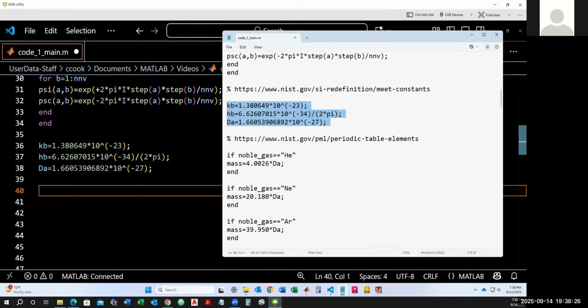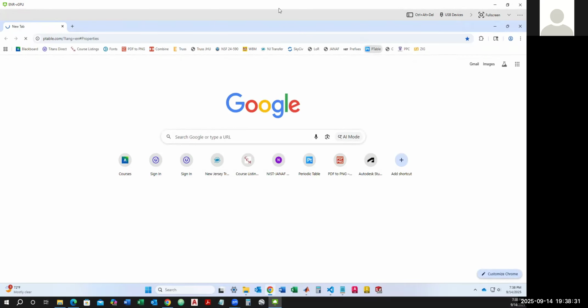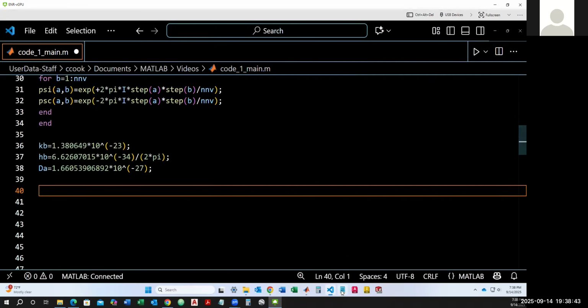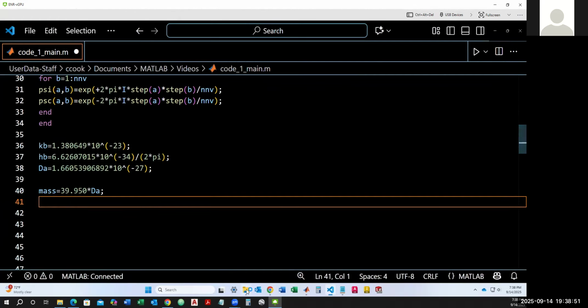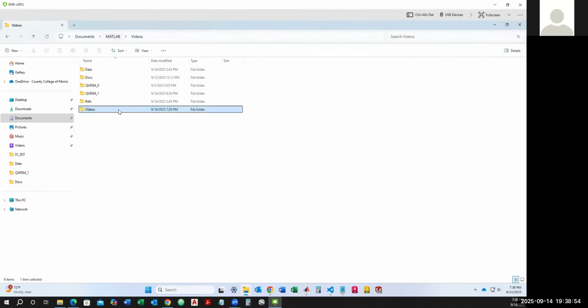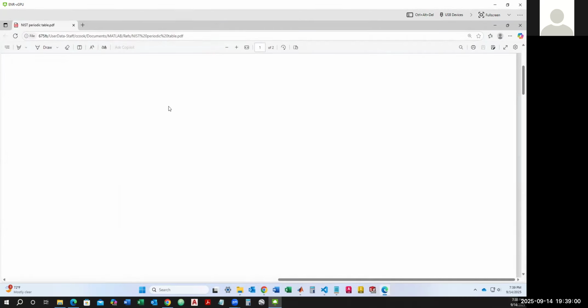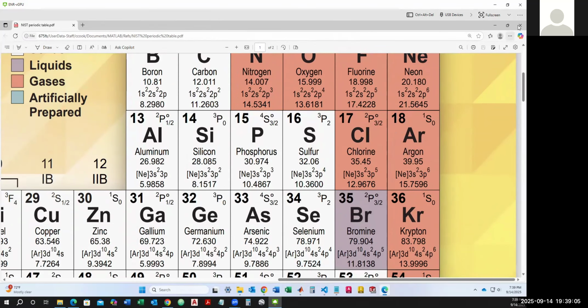So we'll go back to the periodic table. For argon, we have a mass of 39.948. I rounded that, based on the NIST periodic table. So that 39.95, that's where I'm getting that from.